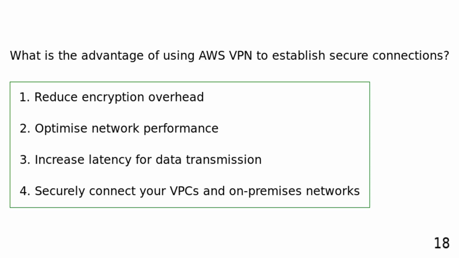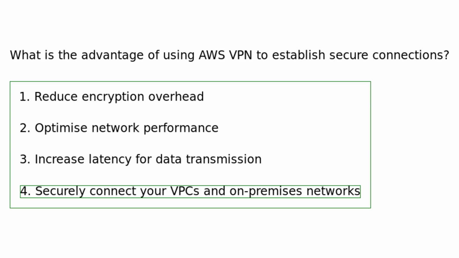What is the advantage of using AWS VPN to establish secure connections? Reduce encryption overhead. Optimize network performance. Increase latency for data transmission. Securely connect your VPCs and on-premises networks. The advantage of using AWS VPN is the ability to securely connect your VPCs and on-premises networks, ensuring that data is transmitted securely over the internet without compromising security.